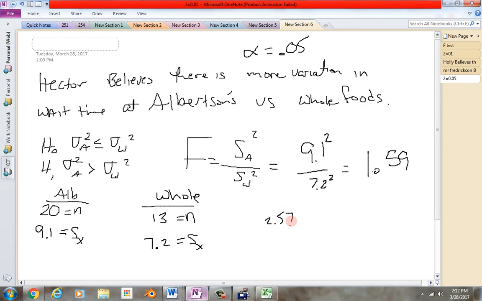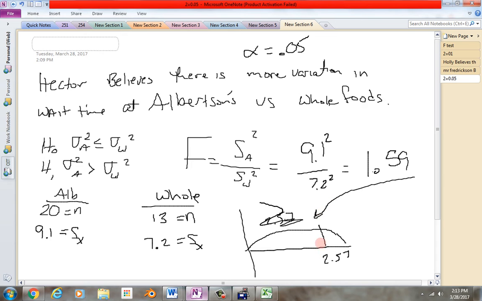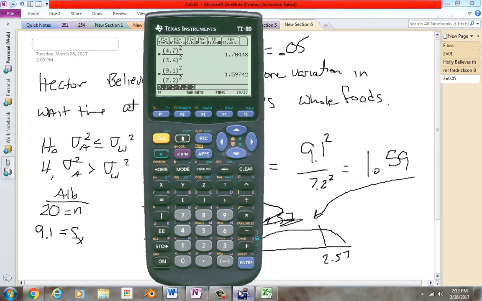2.57. Wait a minute. Are you saying that my critical value over here is 2.57? That's what I'm saying. So you're saying that we're in here. That's what I'm saying. So you're saying I should fail to reject. Would that do the same on a calculator? Of course.